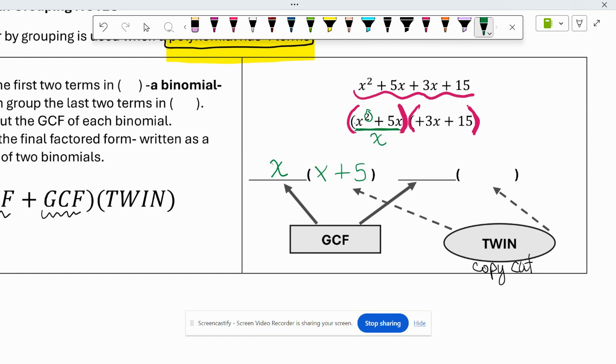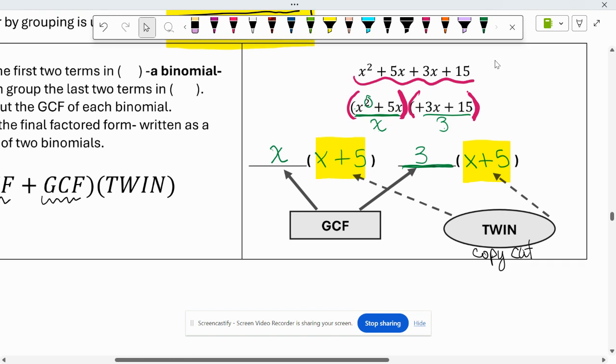Positive 3x plus 15. What can I take out of both the 3x and the 15? What is the greatest common factor? A 3. So I'm going to take out a 3. I'm going to put that on the blank right here where it says greatest common factor. 3x divided by 3 is x, and 15 divided by 3 is 5. So do you see that you have a twin, meaning this factor in the parenthesis has been repeated? You guys see that? You have to have a twin or a copycat. That tells you that you've factored out the right thing, okay?